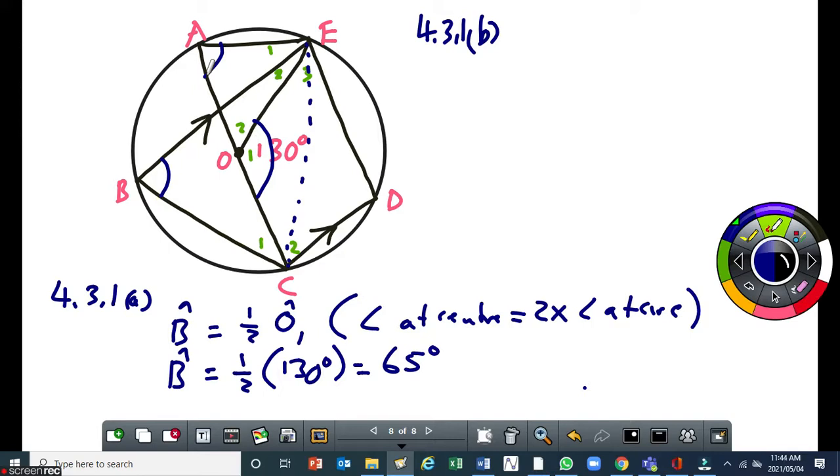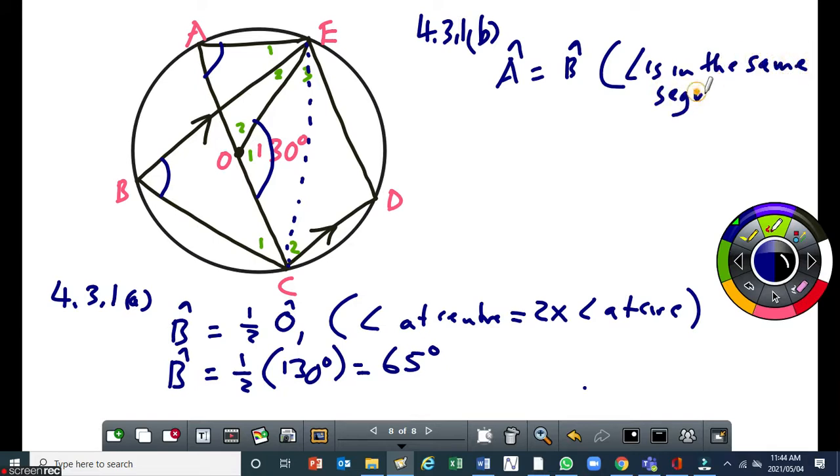Okay? Also, we have got a butterfly here that is AEBC. That's like a butterfly, like how she said the other day. So, angle A is equal to angle B. The reason is angles in the same segment, theorem 4. So, angle A is going to be equal to 65 degrees as well.